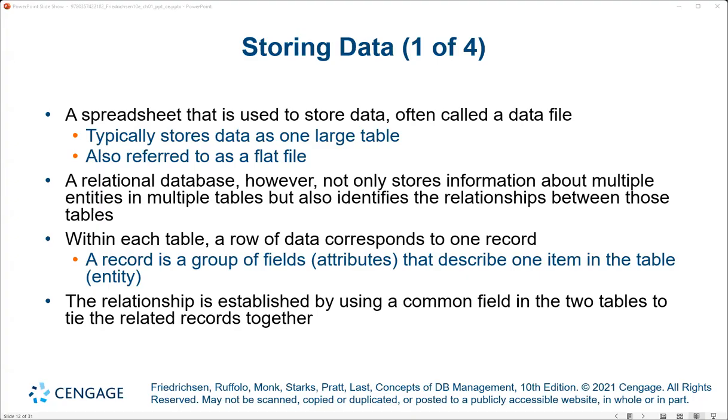For example, if we look at the entities, clients and projects, right? The client table is going to have the attribute of client ID, right? That's going to identify the client. But that column, that attribute or that field, all three of those are kind of synonymous, also exists in that projects table, right? And so that's how we tie those two together.